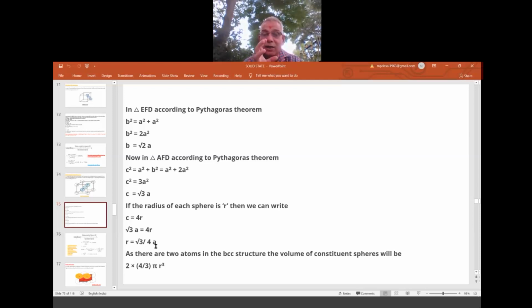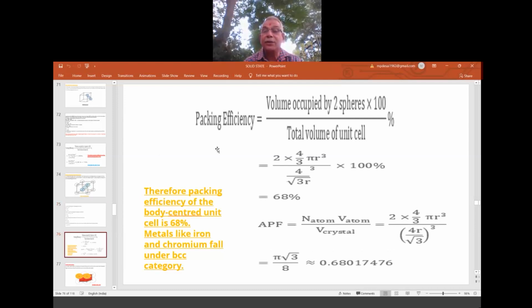One at the center, one because of 1/8 of 8, totally 2. So 2 into 4 by 3 pi r cube. Now packing efficiency equals the volume occupied by 2 spheres in the BCC over the total volume. The total volume is 4 by root 3 r whole cube. Then 2 times 4 by 3 pi r cube. Please simplify. That gives you 68%. The extra part I have taken is separate, don't take this part.